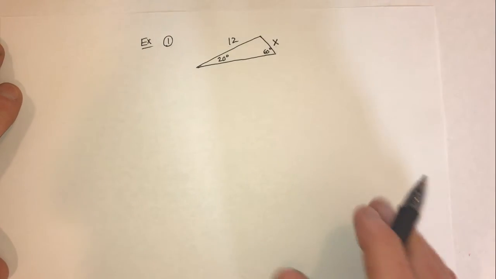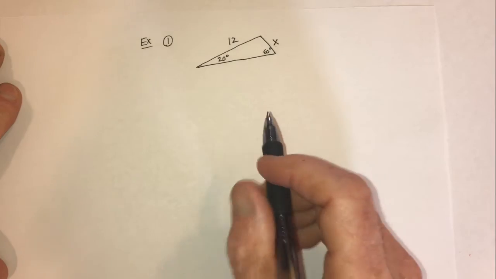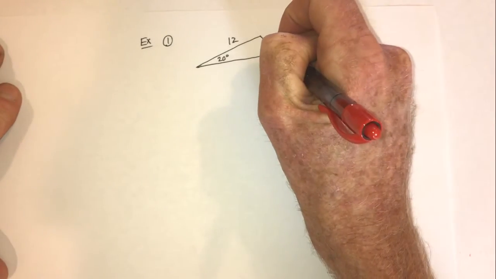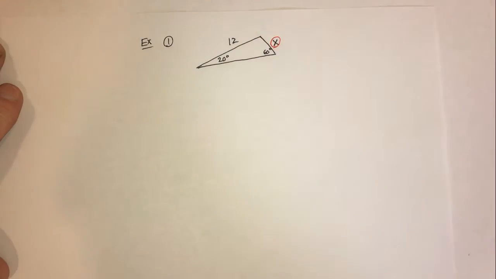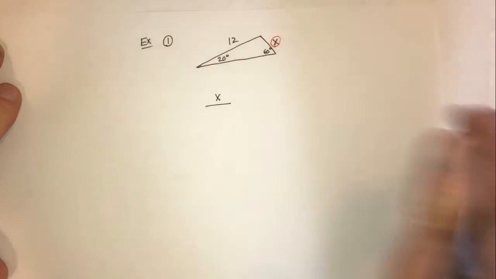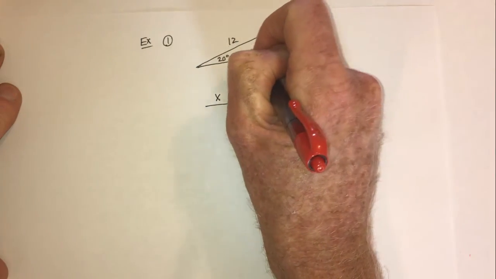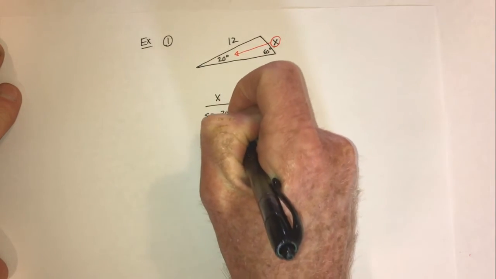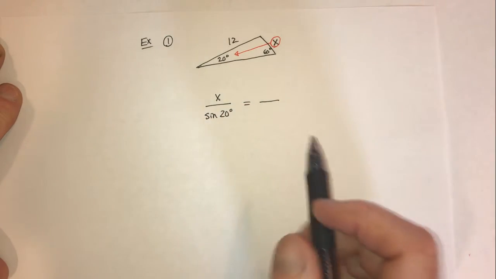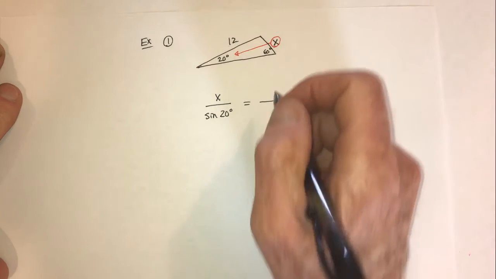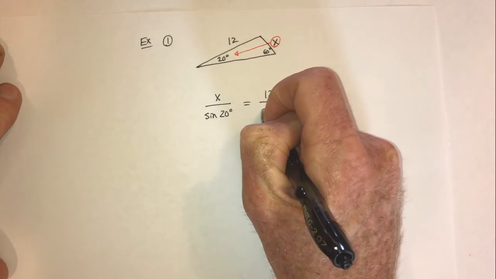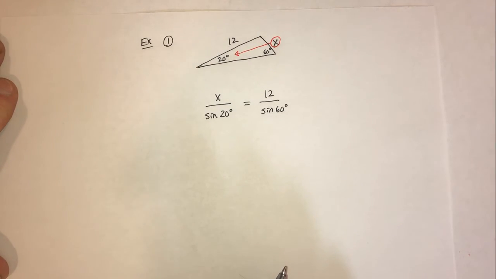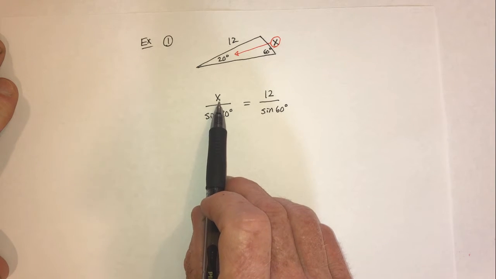Okay, now let's actually set it up. So like I said, you can set it up either way you want, with the sides first or with the sine first, but I start with the variable first. So start with x. And then you need the angle that's across from the x, so it's going to be sine of 20 degrees equals, and because I put the side on top, I need to be consistent and put the side 12 on top, and then opposite of it is 60 degrees, so sine of 60 degrees. Now the reason that I start with the variable is because it cuts down on the work.